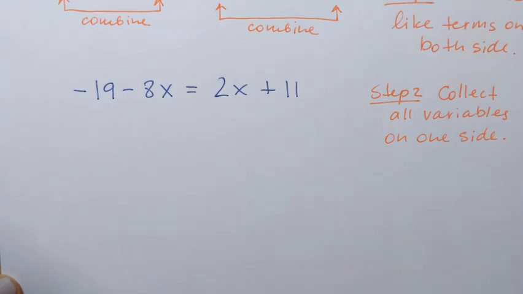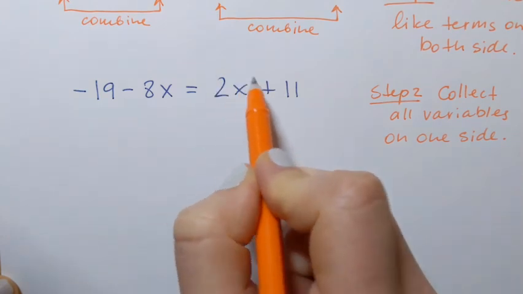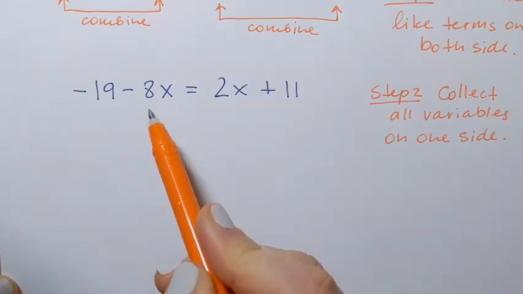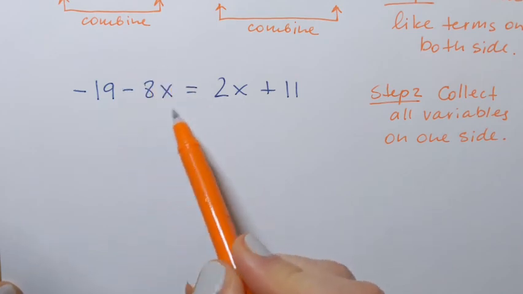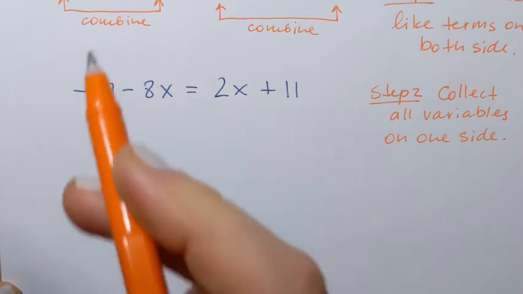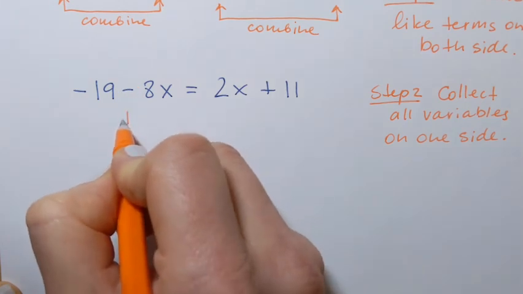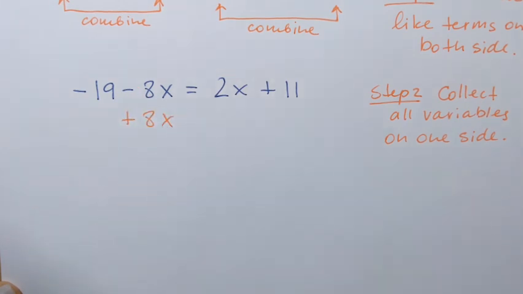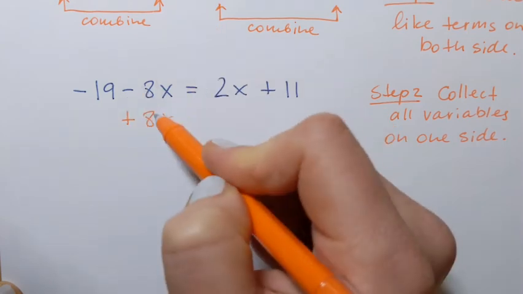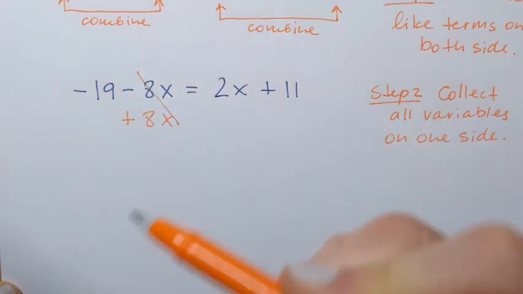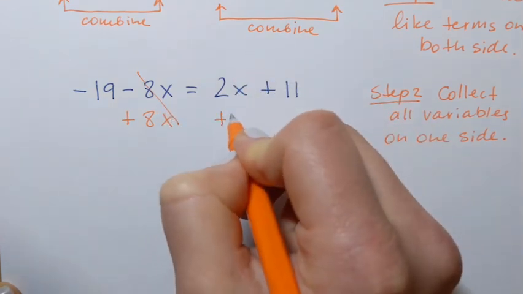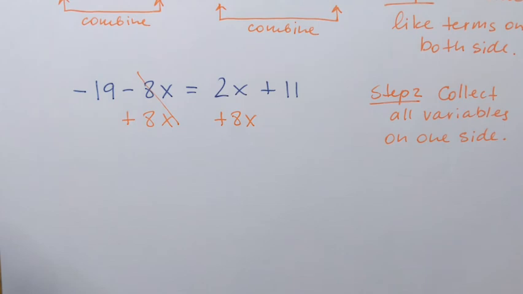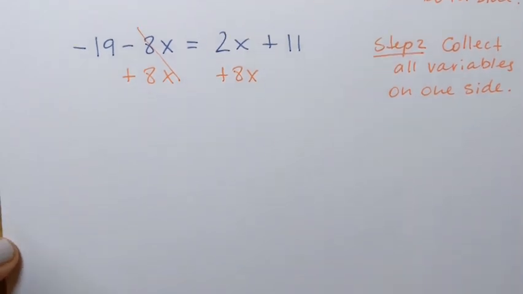So one more time, we're collecting variables on the right hand side. It means that I don't want to see variables on the left hand side. I don't want to have negative 8x on the left. I need to get rid of it. How do I get rid of negative 8x? It will be cancelled if I add 8x, right? Because negative 8x plus 8x, they're opposites, so they cancel each other out. But if I add 8x on the left, I have to add 8x on the right hand side as well to keep the equation balanced.